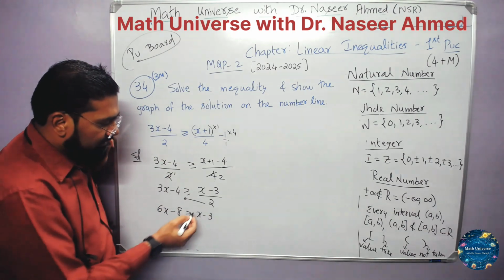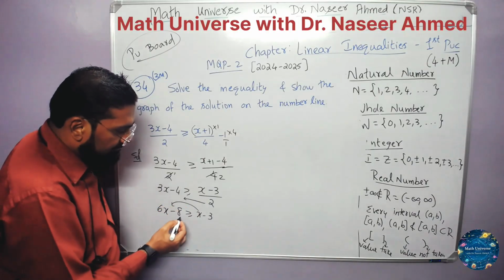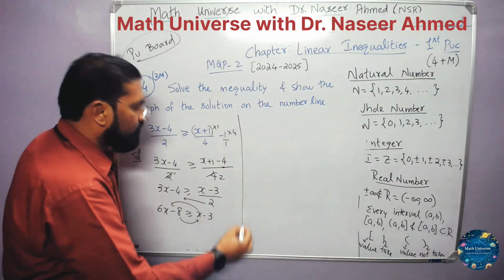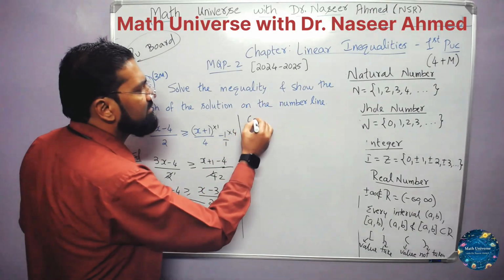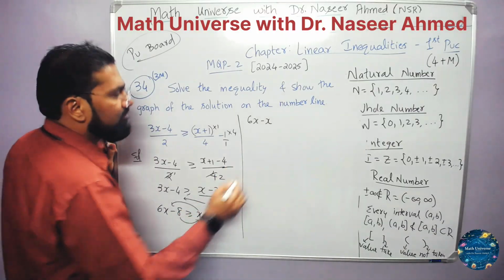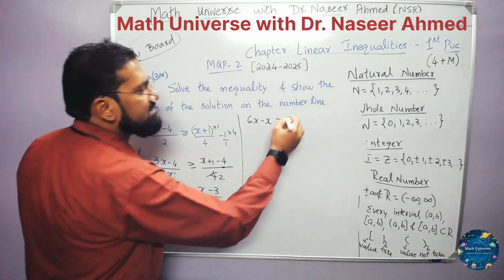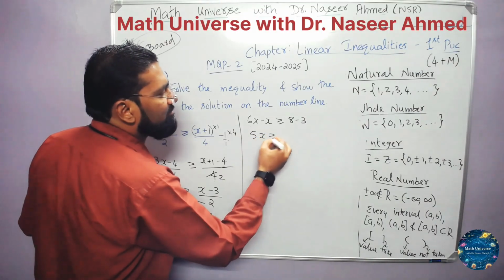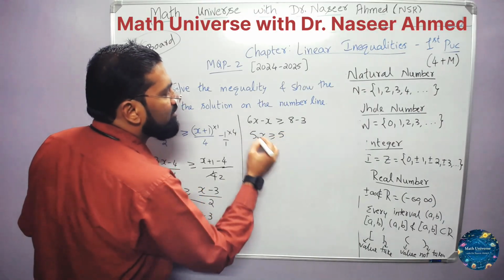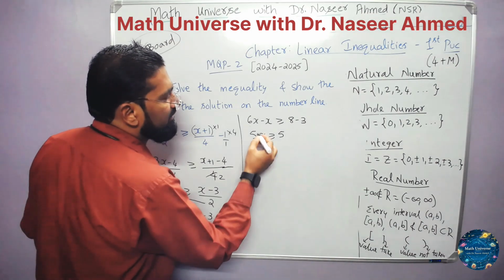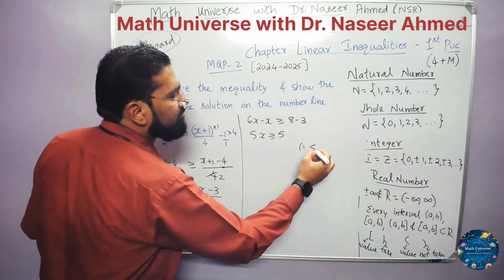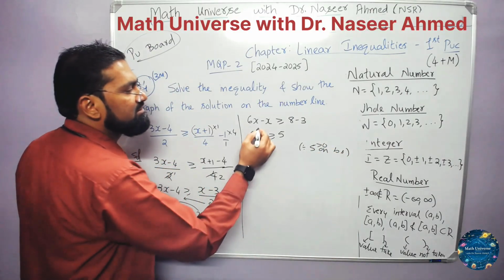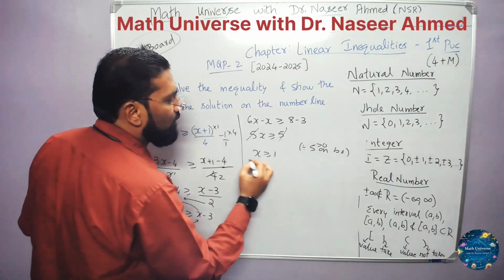Solve for x. Now you can transpose x here and minus 8 here I can transpose. As I said, when you transpose, inequality will not change. Now 6x minus x greater or equal to minus 8 will change to plus 8 minus 3. 6x minus x will be 5x greater or equal to 8 minus 3 will be 5. Now divide by 5, or I can say cross multiply. I can say divide by 5 on both the sides, and 5 being positive, inequality will not change. So I'll get x is greater or equal to 1.